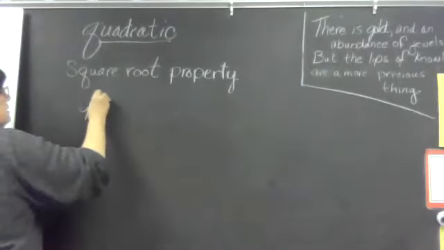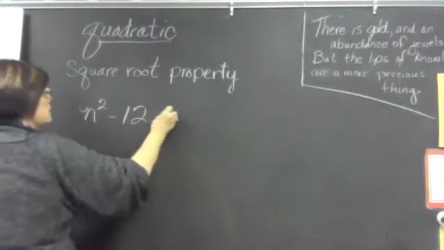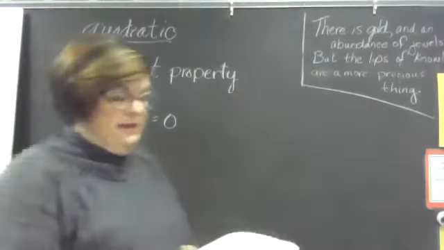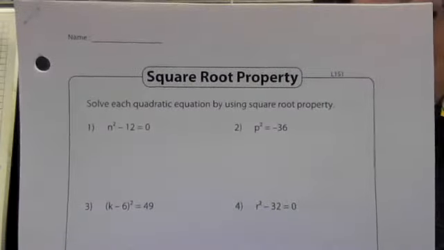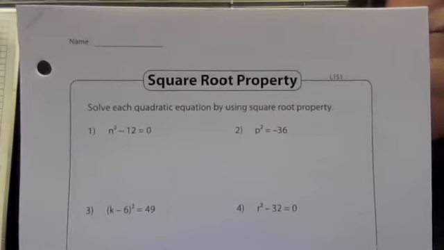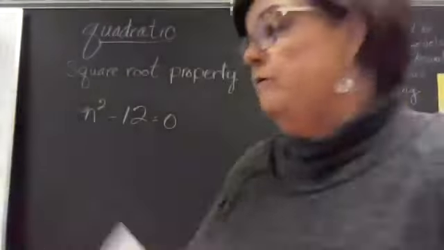So number 1 on your worksheet looks like this for those of you that came in later. Square root property, okay? And we're doing number 1. It says solve each quadratic equation by using the square root property. And that means we're just going to find the square root.